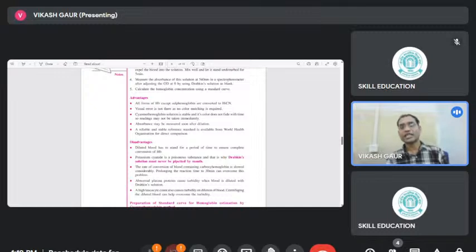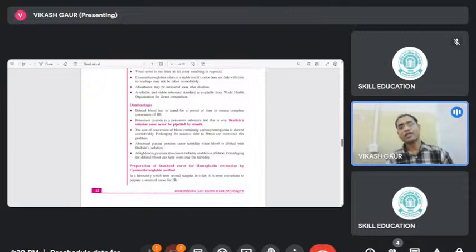Cyanmethemoglobin solution is stable and its color does not fade with time, so reading need not be taken immediately. We can take the reading some time later, and absorbance may be measured soon after dilution. A reliable, stable reference standard is available from WHO for direct comparison. We can test the control first, and then we can take the measurement of the test sample.